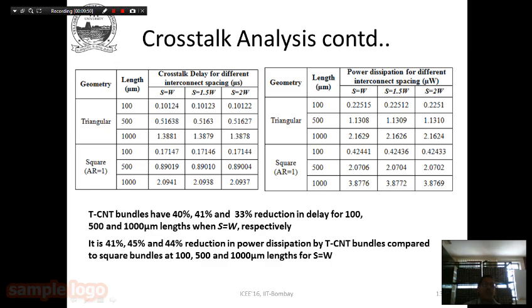For TCNT bundles, around 41, 45 and 44 percent reduction in power dissipation was found when compared to square bundles at 100, 500 and 1000 micrometer lengths for the same condition of S equals W.